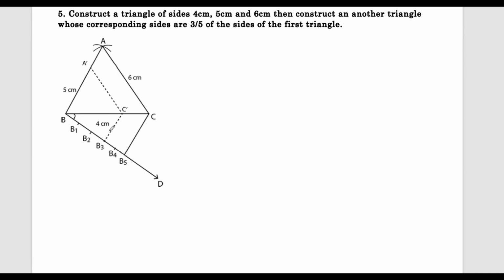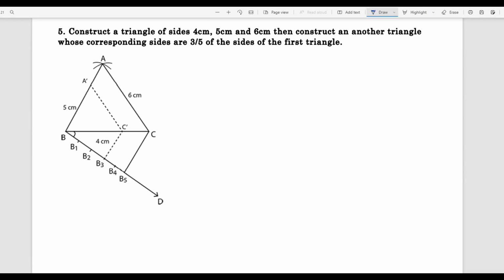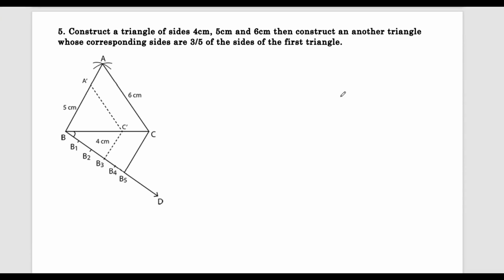Moving to the 5th question. Consider a triangle, a 4-mark question. You students are very lucky to get this question for 4 marks; you can easily score 4 marks. Construct a triangle of sides 4 cm, 5 cm, and 6 cm. Then construct another triangle whose corresponding sides are 3/5 of the sides of the first triangle.